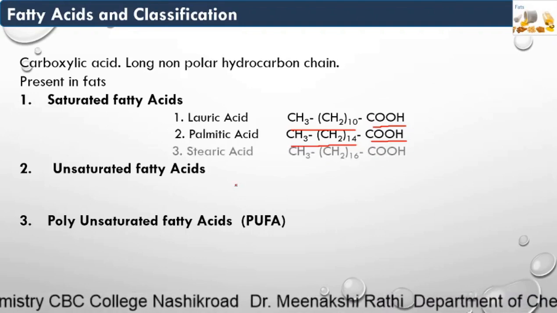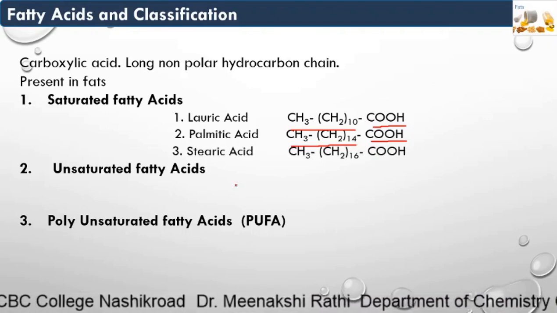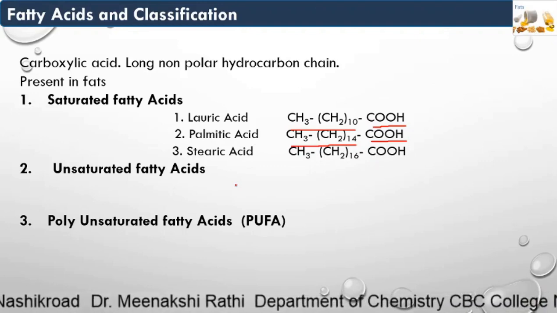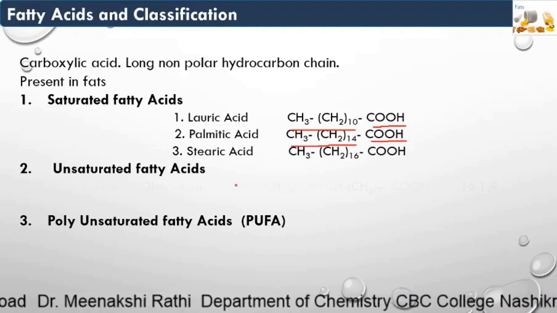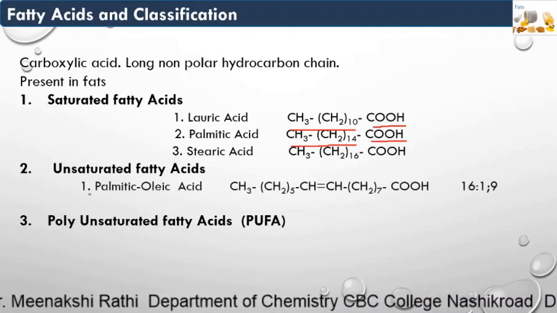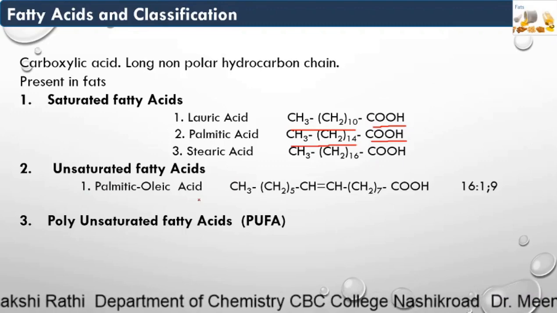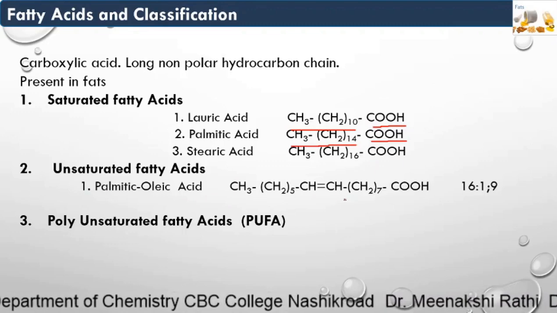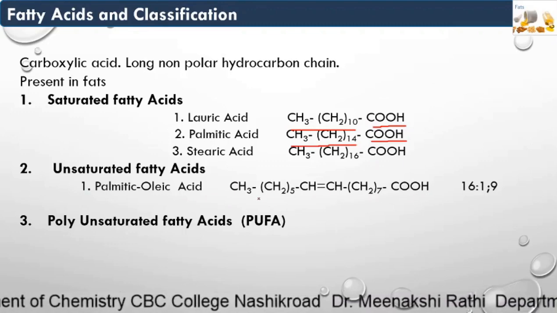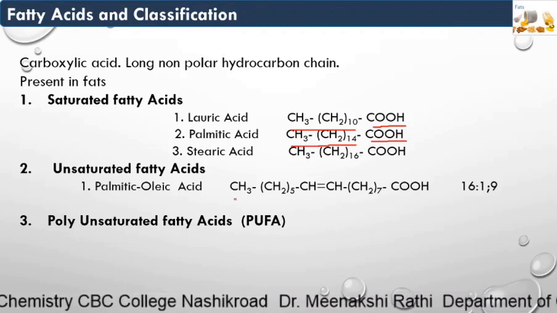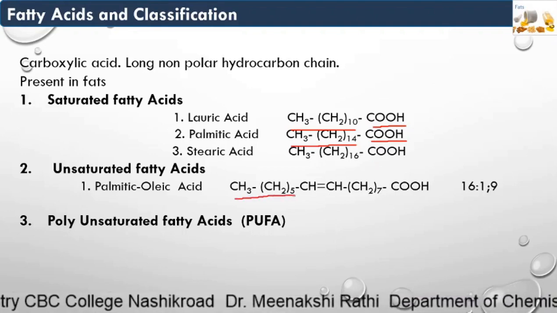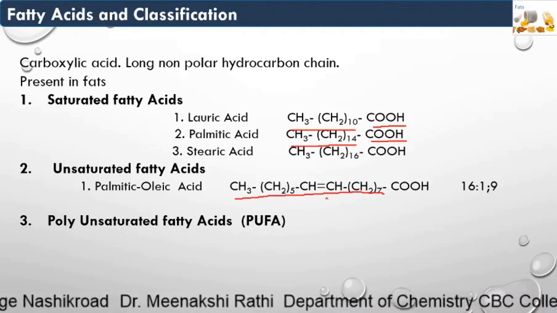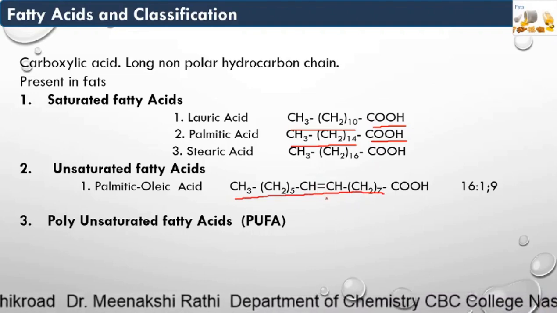The third example of saturated fatty acid is stearic acid. It is an 18 carbon acid, total 18 carbons. Now unsaturated fatty acid, the first example of unsaturated fatty acid is palmitoleic acid. In this palmitoleic acid, there are a total of 16 carbon atoms. In this example, there is a long hydrocarbon chain, but it contains one double bond. So it becomes an unsaturated fatty acid.